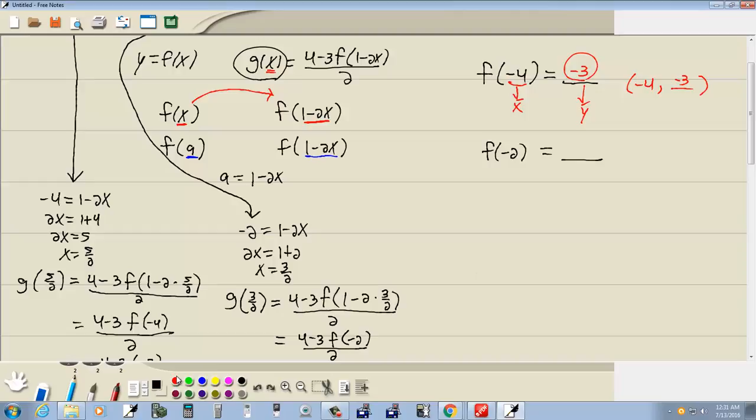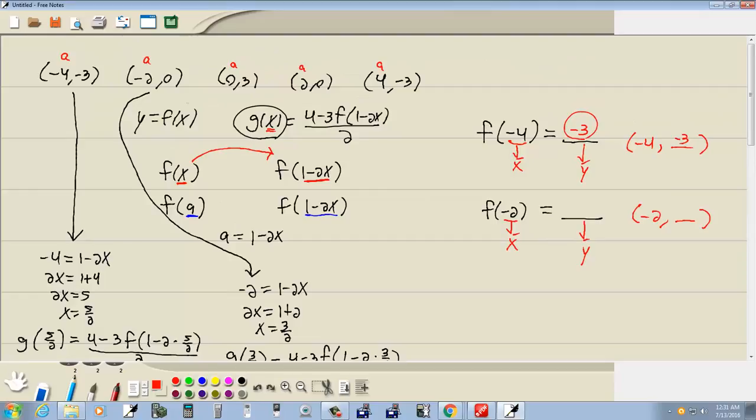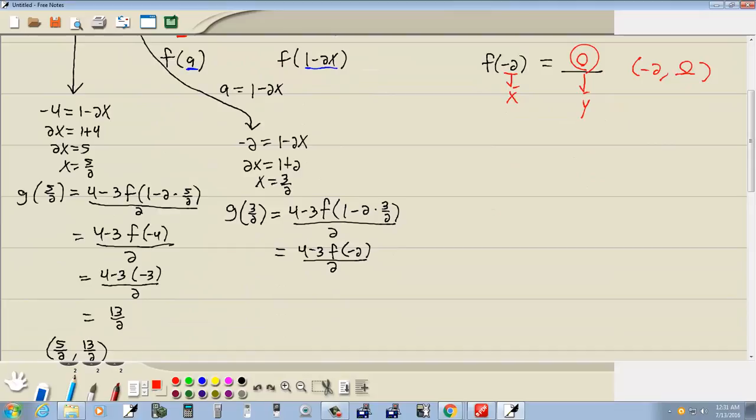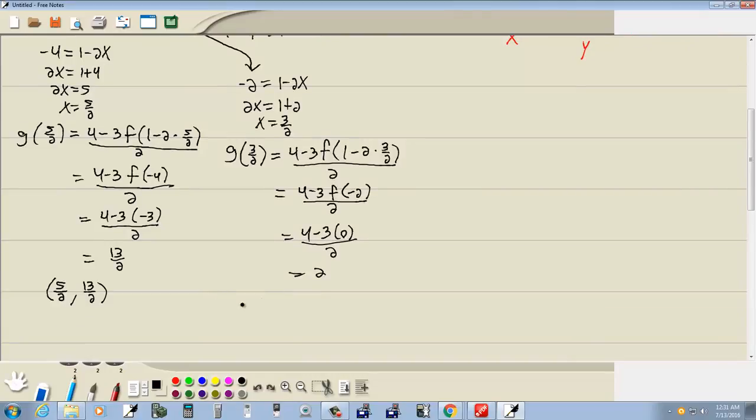So we're trying to find something. What's inside our parentheses is our x, so they're telling us x is -2, and this is going to be y. So we're looking for a point on our graph that starts with -2, comma something. Well, (-2, 0), and all they want is the 0, so that's going to be equal to 0. So if I come back down here, this is going to be 4 minus 3 times 0 over 2. 3 times 0 is 0, so it drops away. 4 divided by 2 is 2. So this transformed point is (3/2, 2).